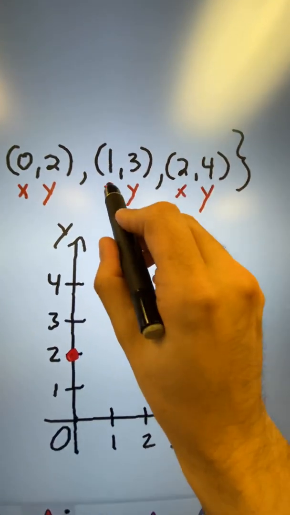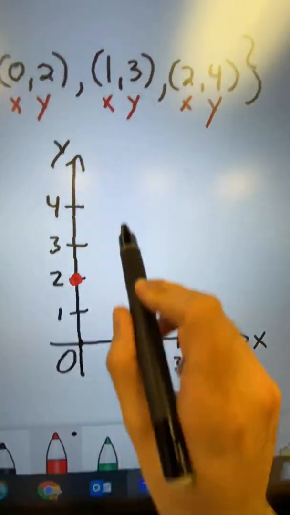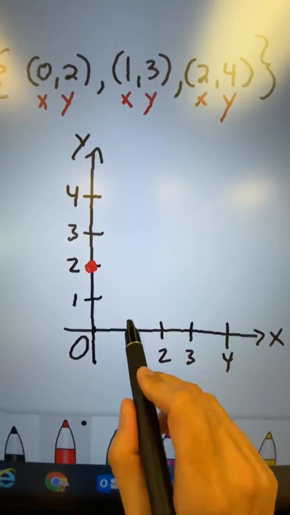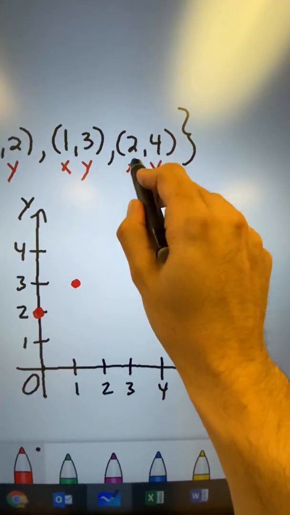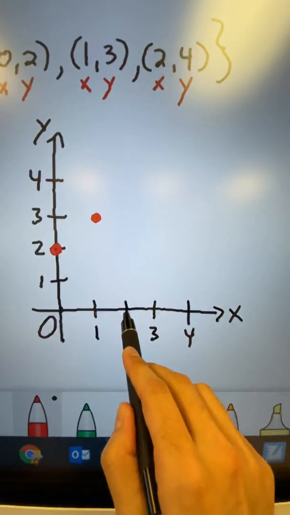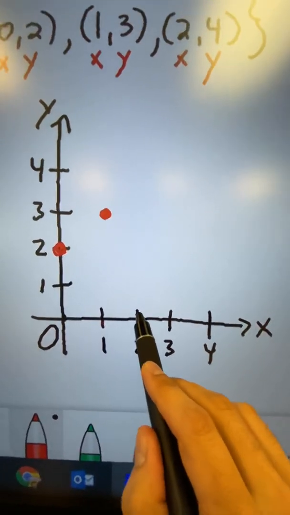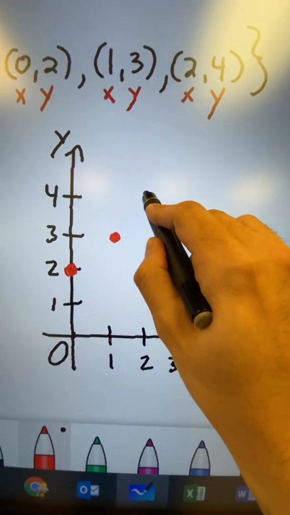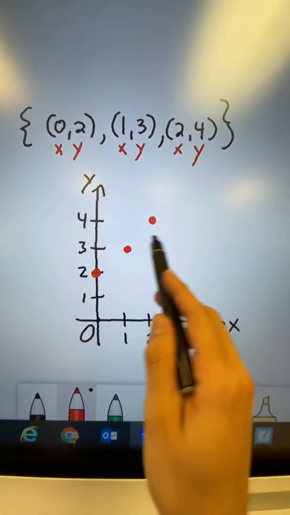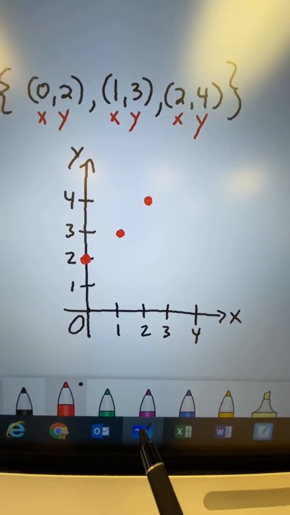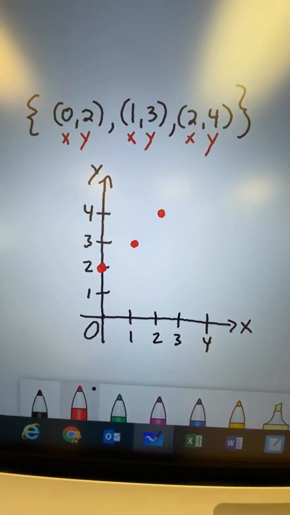The next one, when X is 1, I go to the X value 1 here. And from here, the Y value is 3. So I'm going to go to 3 and put a point there. The next one is 2, 4. When X is 2, I go to here, the Y value is 4. So I go up to 4, then I'll put my point here. So here we have a set of ordered pairs, and now I set it up in the coordinate plane. This is what we call a graph of the relation.